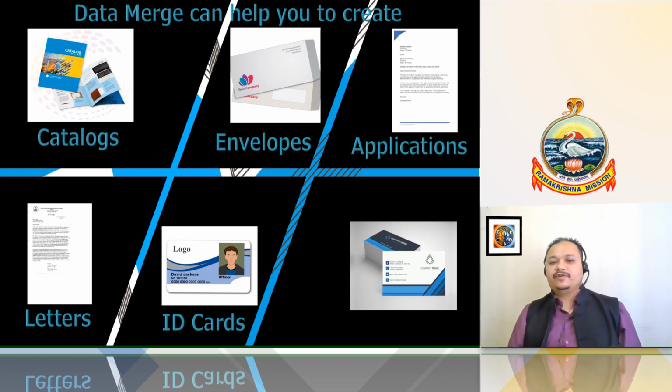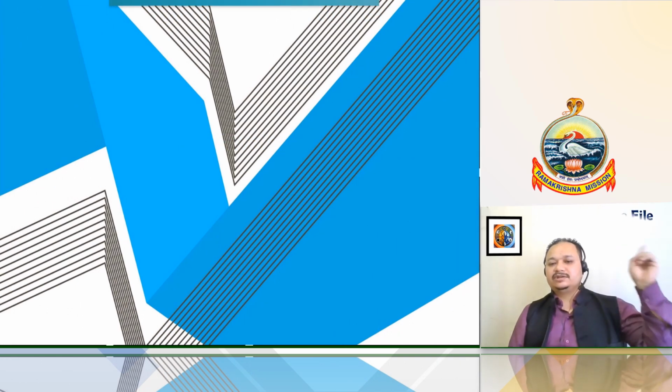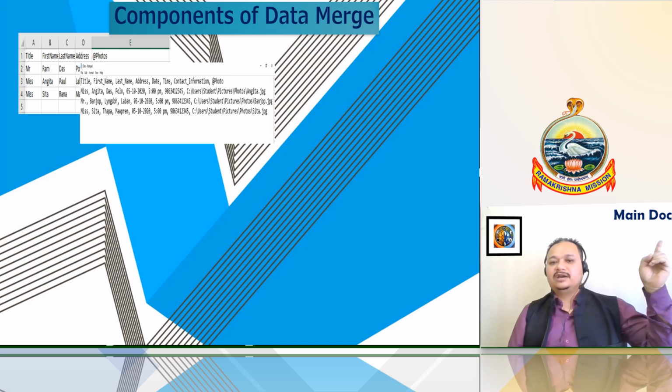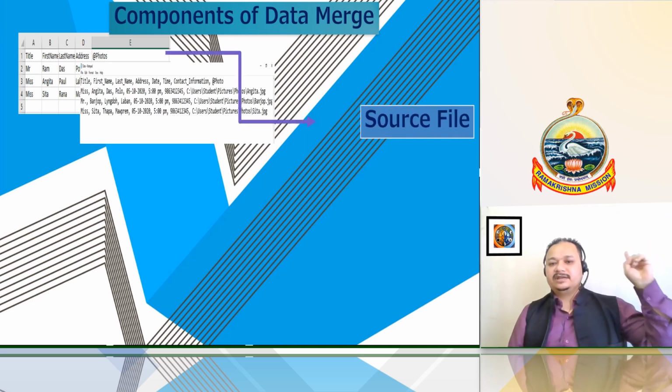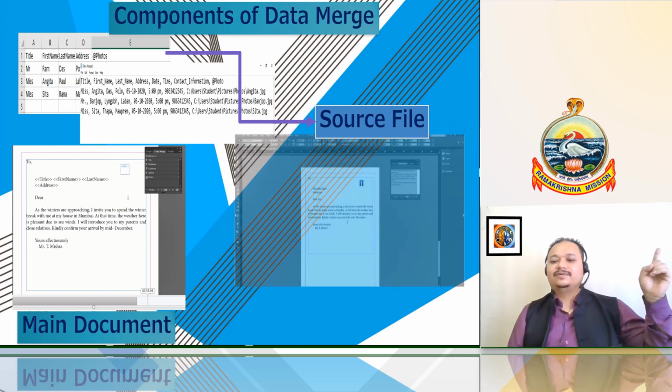Also, before you start working with data merge, you must prepare the following. They are known as the data source file, the main document or command letter, and the third one is the resultant document or the final product. So let us begin.